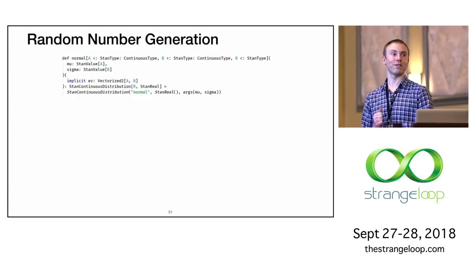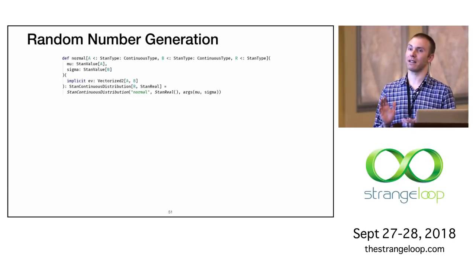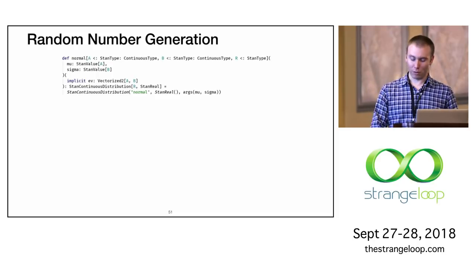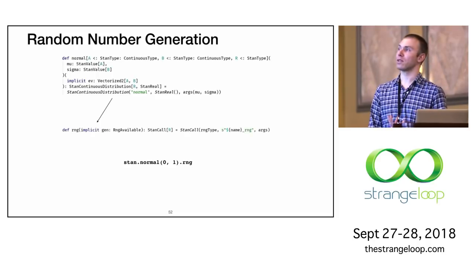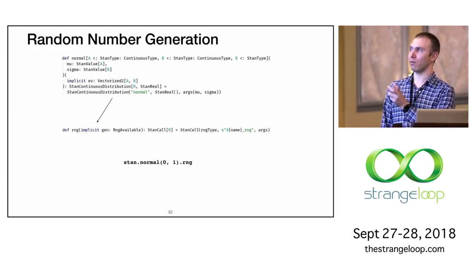So random number generation in Stan works differently than in other languages, perhaps. The way it works is you have a distribution, so normal, and we want to draw random numbers from that normal distribution. And you just do normal(0, 1), and this gives you random number draws from that distribution.